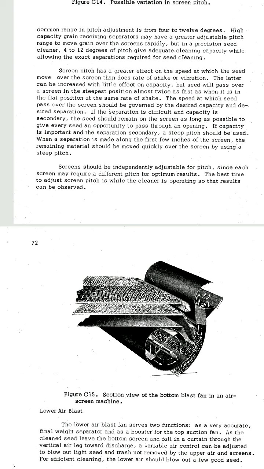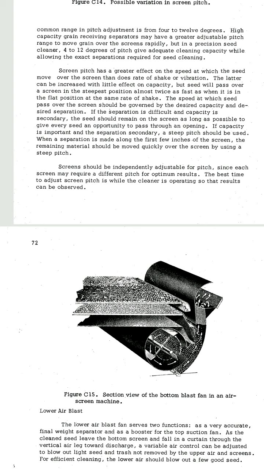And the next adjustment is lower air blast. So this is the section of the bottom blast fan in an air screen machine. The lower air blast fan serves two functions: as a very accurate final weight separator and as a booster for the top suction fan. As the clean seed leaves the bottom screen and falls in a curtain through the vertical air leg toward discharge, a variable air control can be adjusted to blow out light seed and trash not removed by the upper air and screens. For efficient cleaning, the lower air should blow out a few good seed.